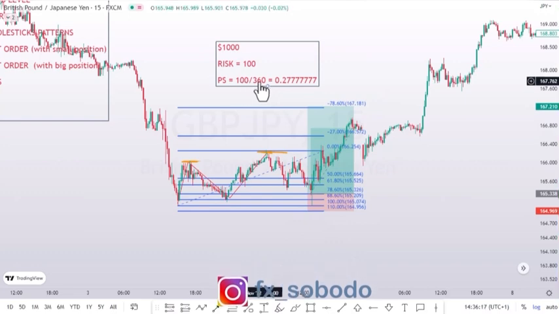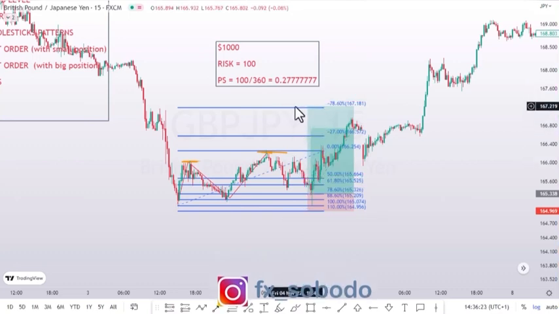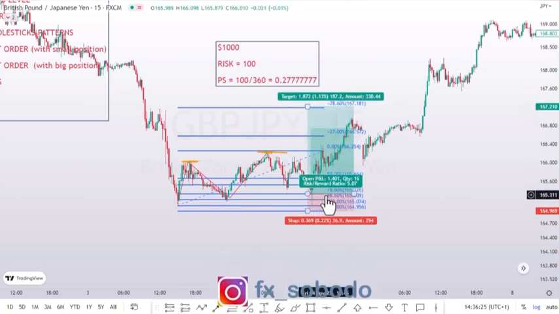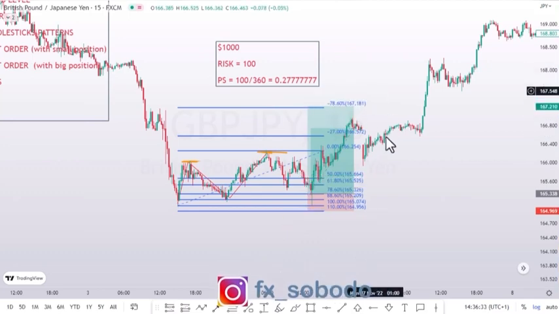So $100 divided by 36, you now get 0.2277, which is 0.2. Let's just say 0.2. So you are entering at this level, you just open 0.2, and your stop loss is at this level, and then you leave the rest to run. Simply, this is how you do it.